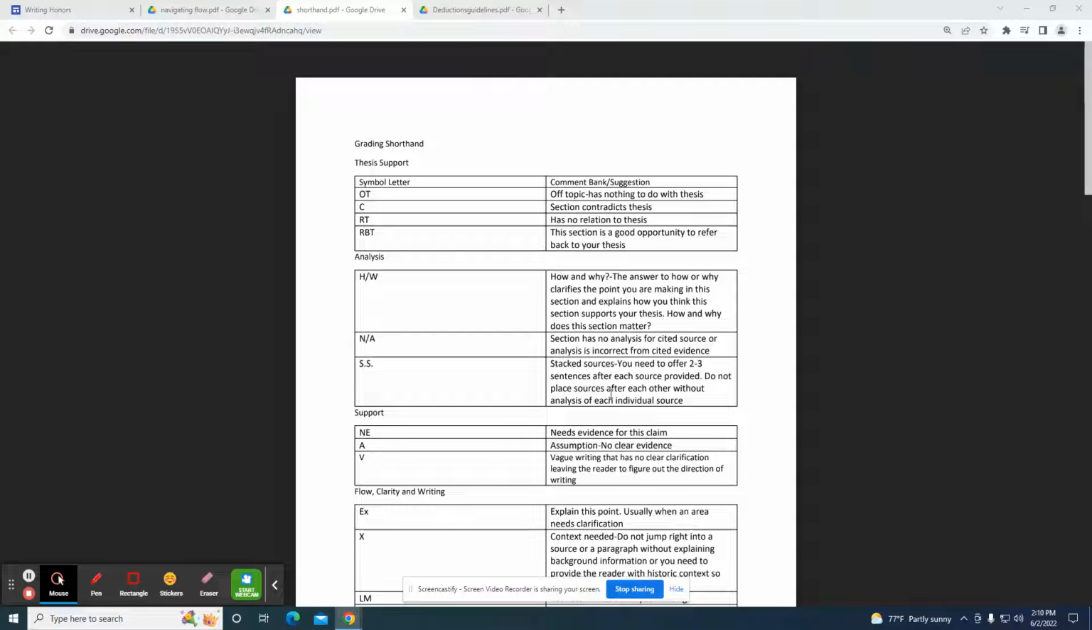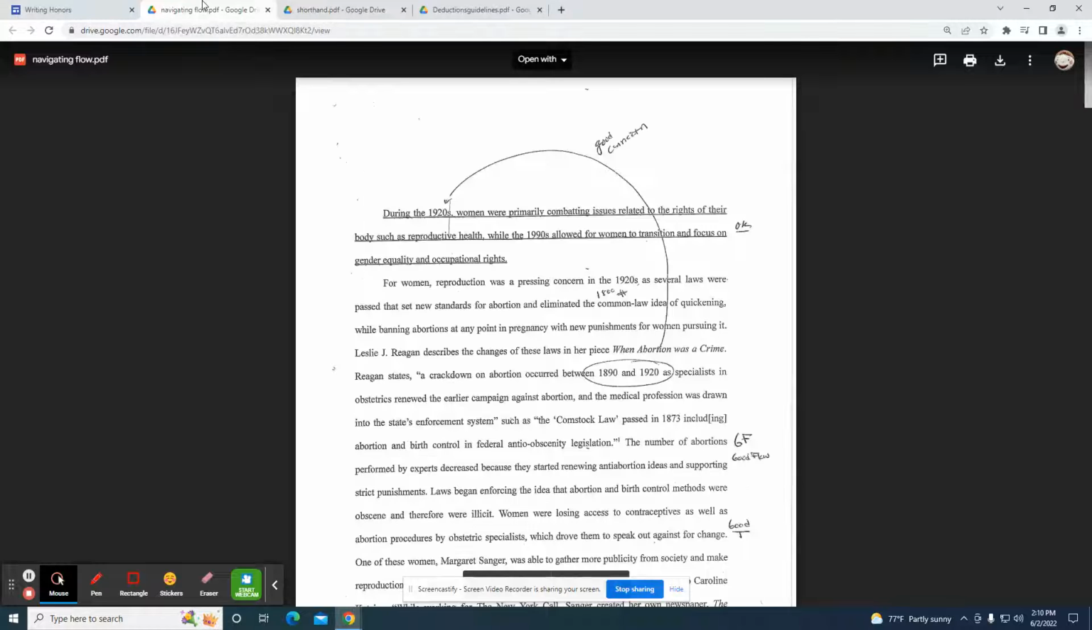This screencast covers the grading shorthand. After you receive your essay, you'll see a bunch of letters and symbols, and you have to look at this file in order to make a determination about what those symbols mean.